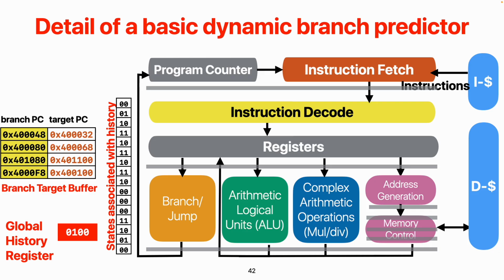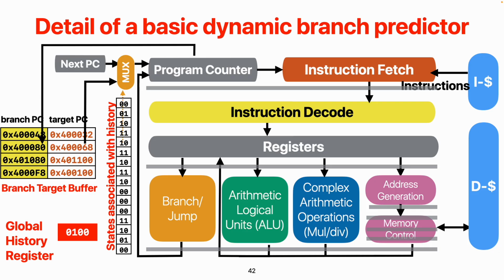So whenever I want to make a prediction, I consult the branch target buffer for the potential target PC. And then I also consult the current global history. And if this is like 0, 1, 0, 0, then I should go to the 4th entry here. And if it says it's predict taken, then I would take the target address. Otherwise, I would just go to the next instruction, right?